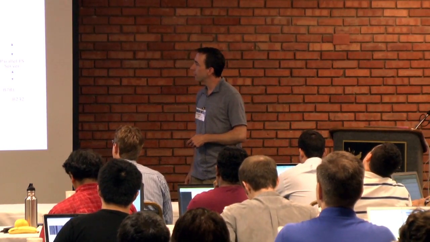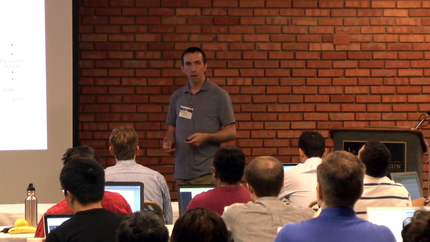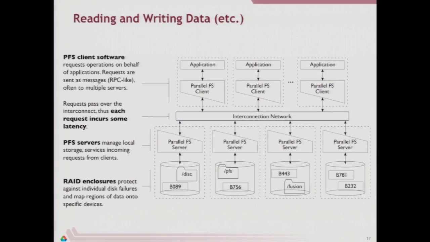Something important to recognize here: unlike your laptop, every time you do an I/O operation to a parallel file system, there's a good chance that there's an RPC involved, and so there's latency involved that you might not have experienced in other contexts. We'll get back to that a couple of times. And last but not least, most parallel file systems today use some sort of RAID enclosure or capability at the back end to protect against disk failures. There's also some redundancy across here to protect against server failures and things like that.